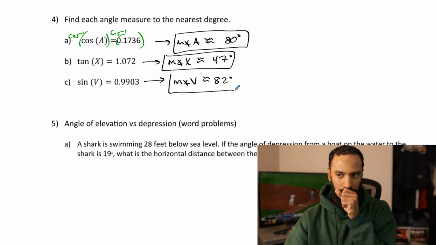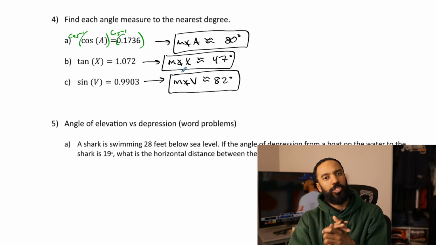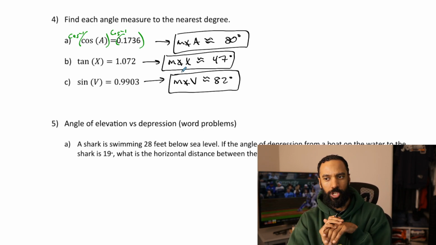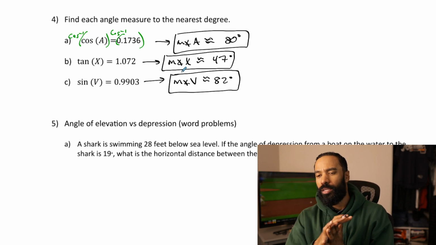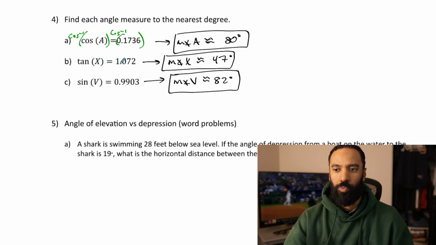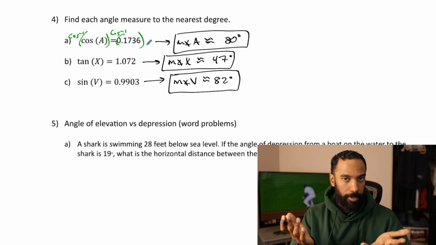Do these answers make sense? I'm probably going to be over-speaking for you here. You can move along to number 5 if you don't want to hear about this. But do these answers make sense? They do to me. Here's why, and I'm going to start with part B, tangent. Tangent of an angle is 1.072. 1.072 is very close to 1 as a number.